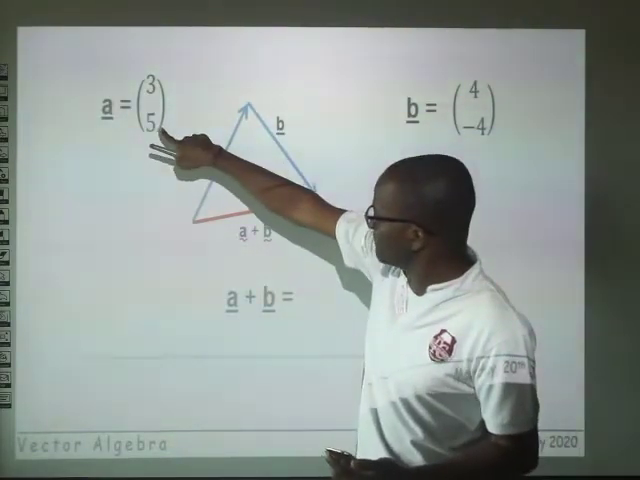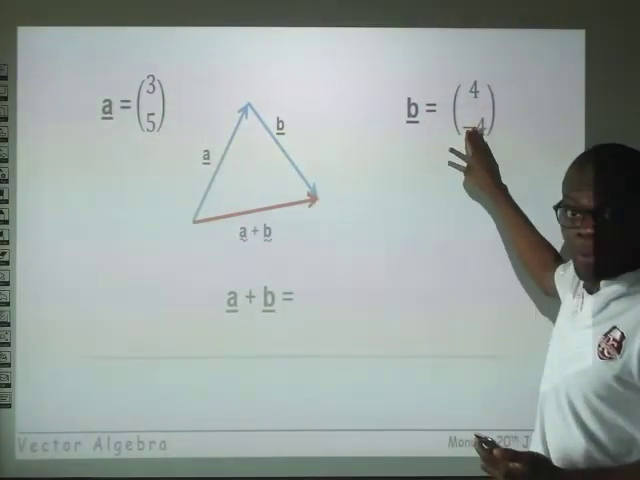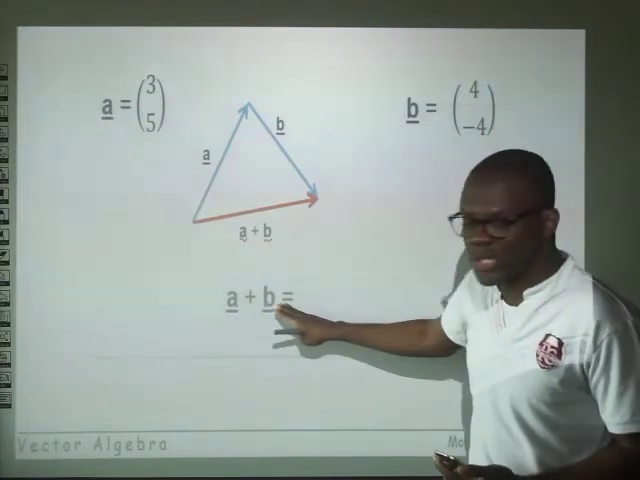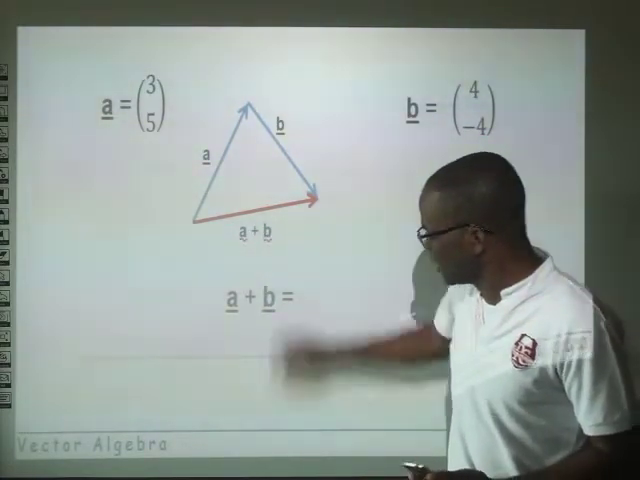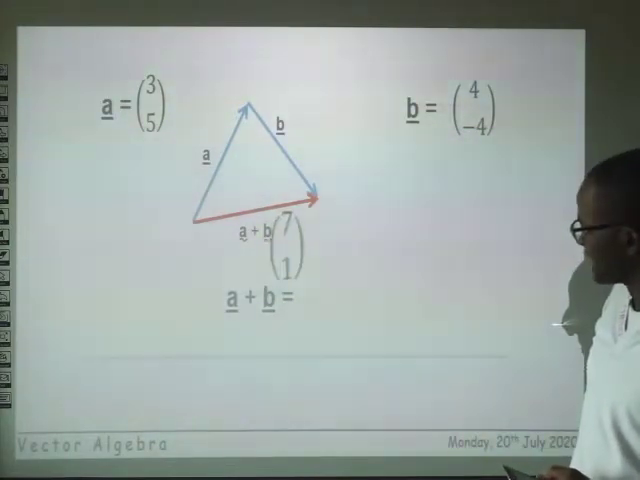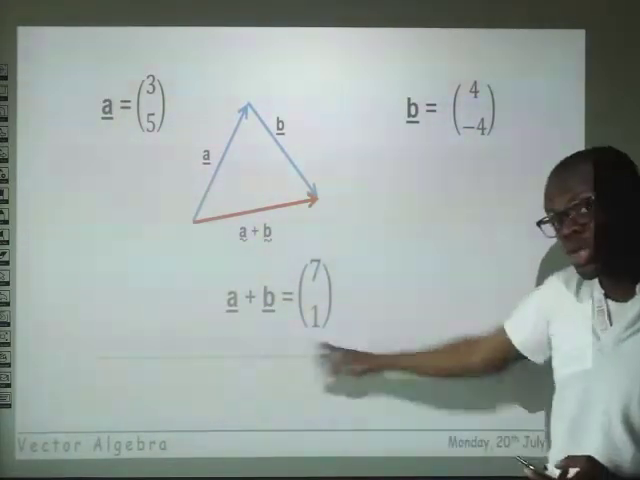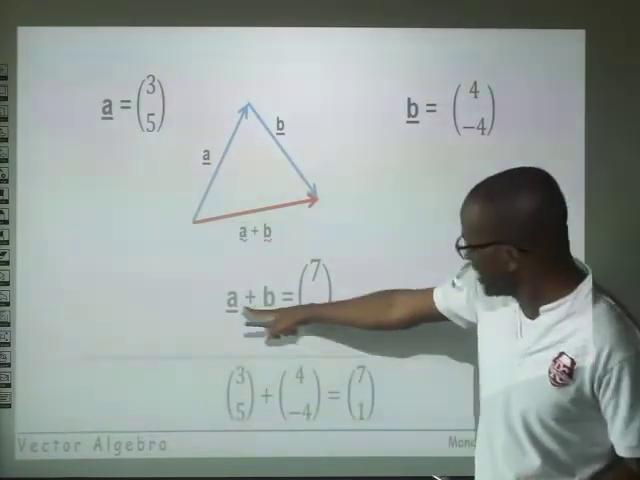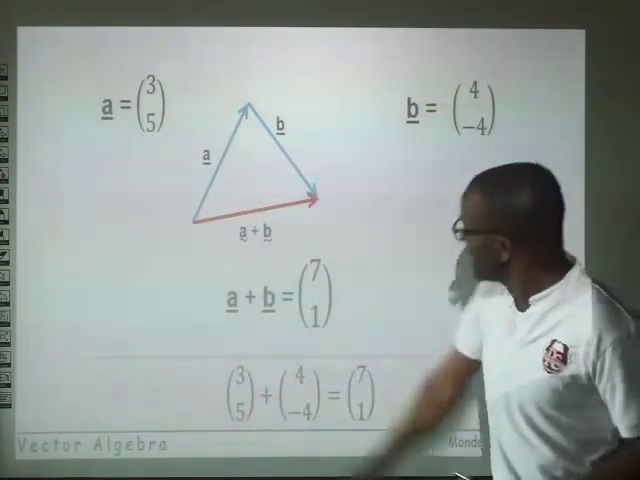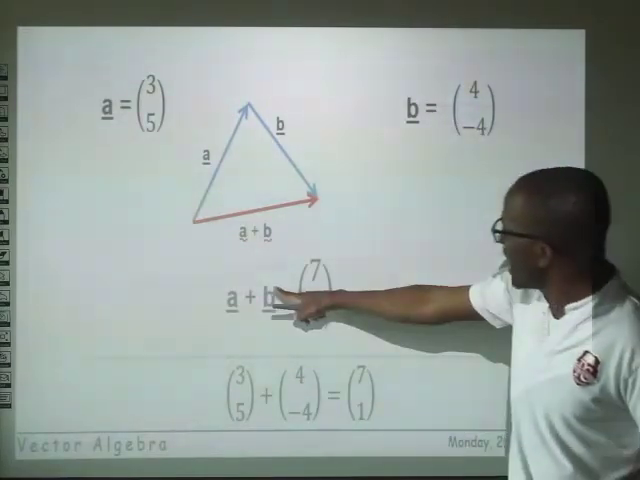That's A in component form. That's B in component form. And so now when you add two vectors, what will be the component form of A plus B? When you do that, that's what you get. And for those of you who can't see that clearly, I'm just going to show you. There you go. So A is (3, 5), and then B is (4, -4).